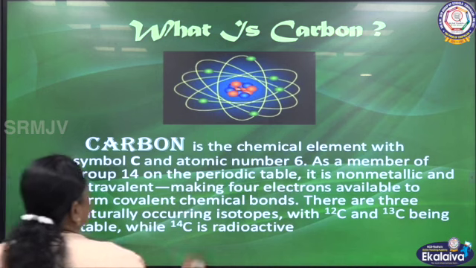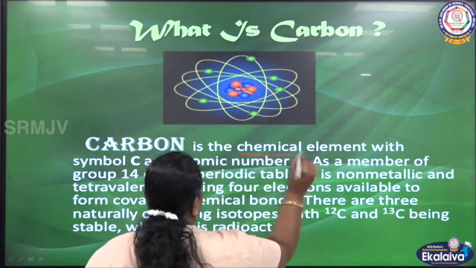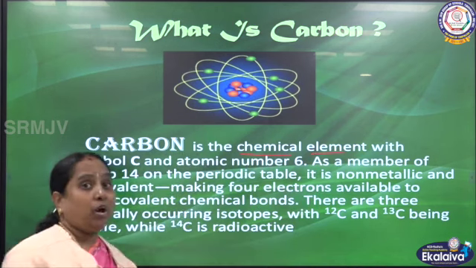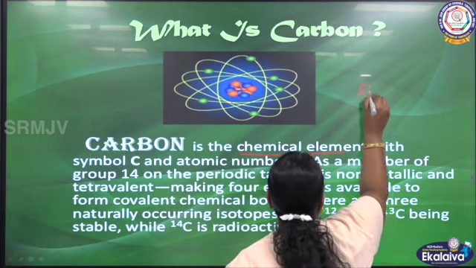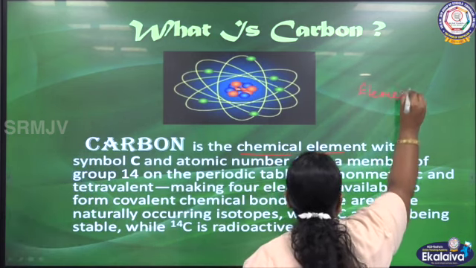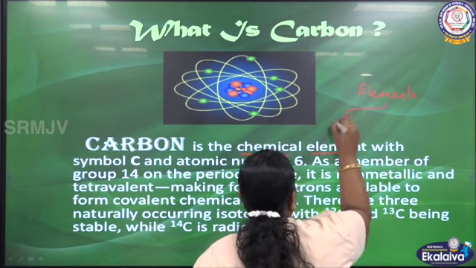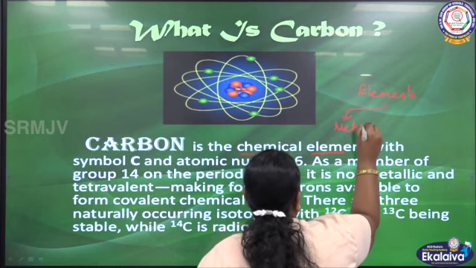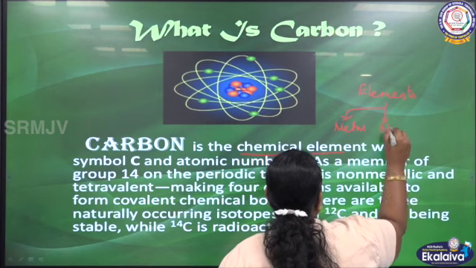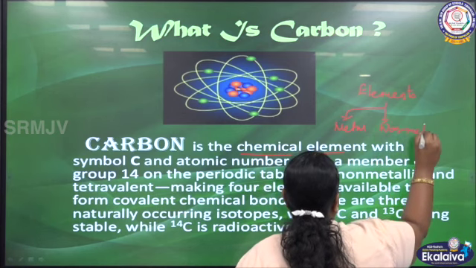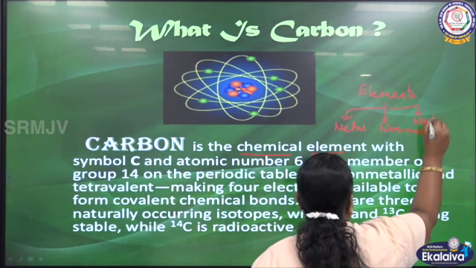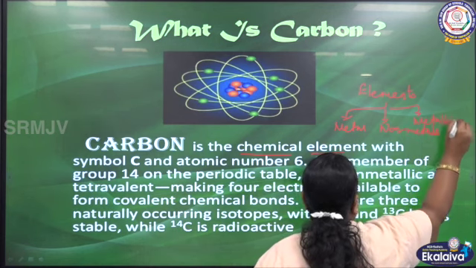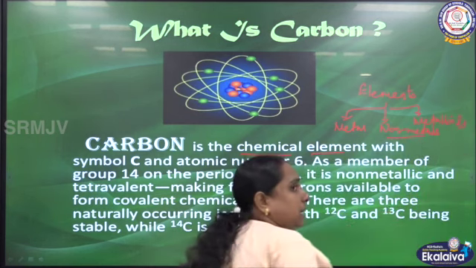Now carbon, you know that it is a chemical element, but what type of element is it? We know that elements are of three types, isn't it? What are they? Metals, non-metals and metalloids. Right. In which category will carbon come?